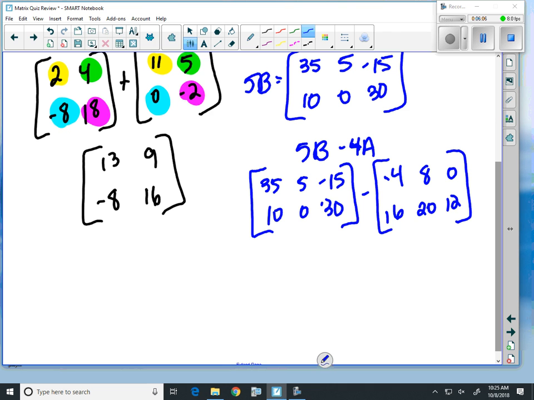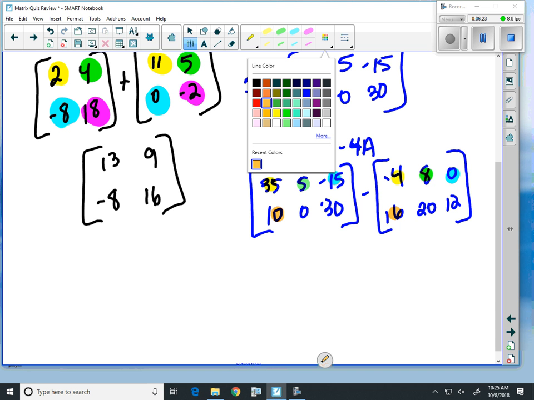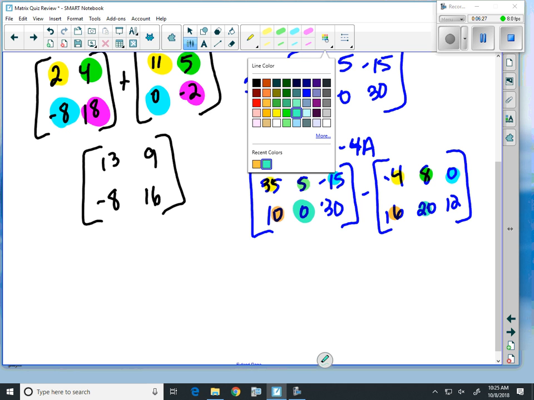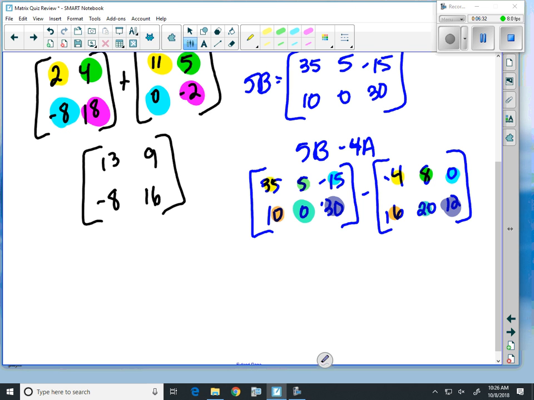All right, so again, when we do subtraction, we just do like areas. So 35 with the negative 4, 5 with the 8, negative 15 with the 0, 10 and the 16, 0 and the 20, negative 30 and the 12.